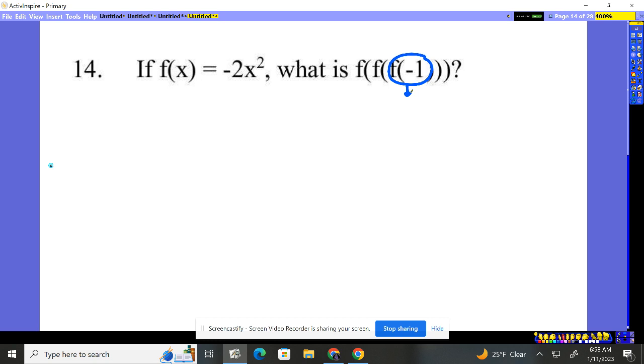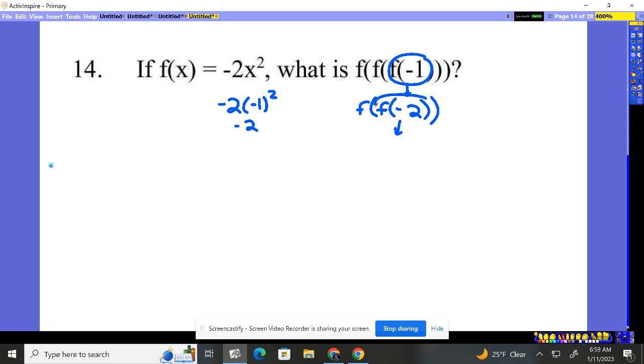So if I plug in negative 1 here, it's going to be negative 2 times, don't forget, parentheses. If you're squaring any negative number, you got to put parentheses. Negative 1 squared is 1. Negative 2 times that, negative 2. So this just is negative 2. So we have an f of negative 2 we want to plug in. And once we get that answer, we're going to plug that in again.